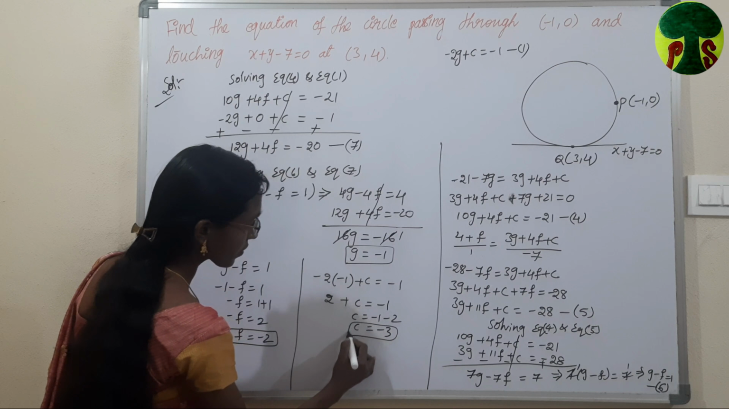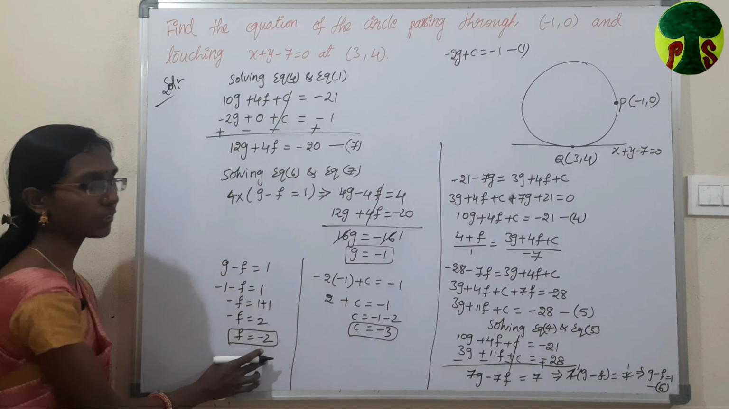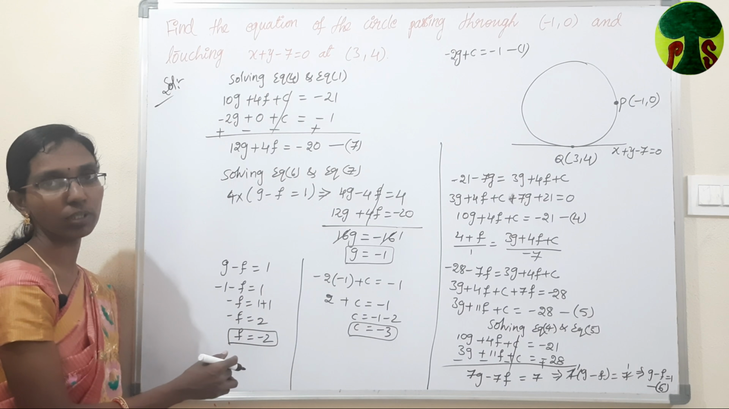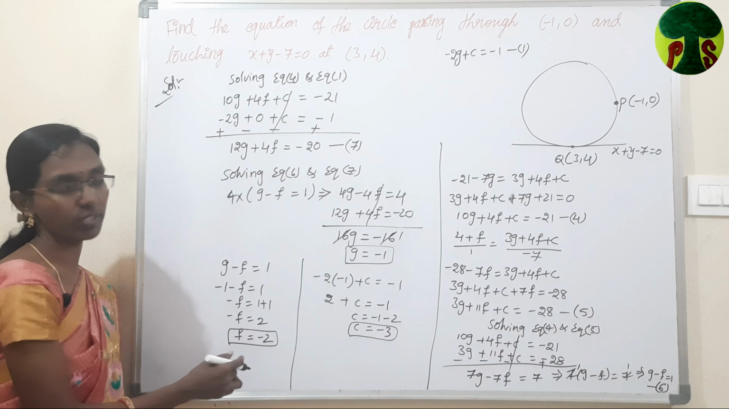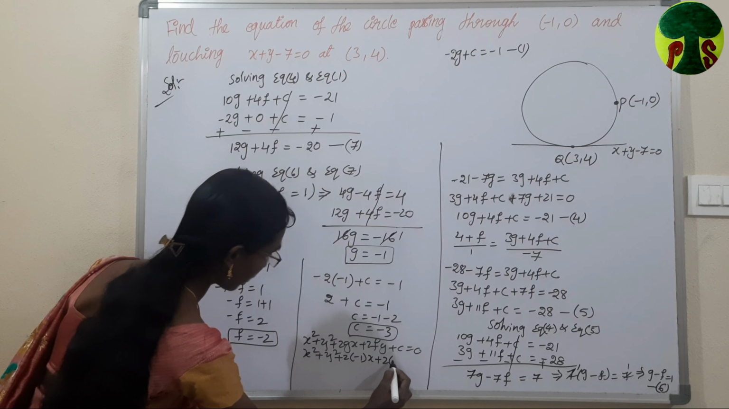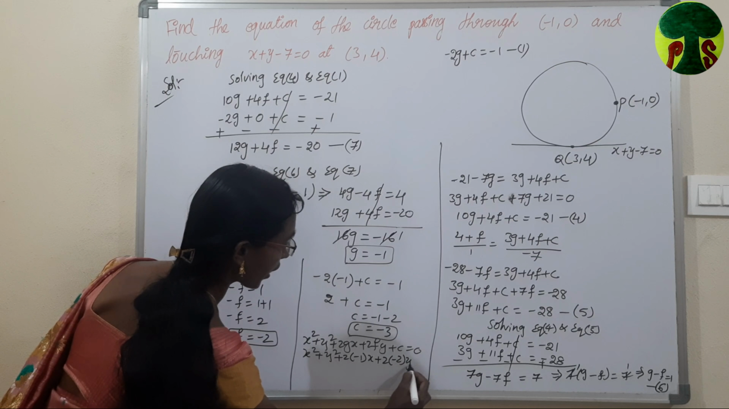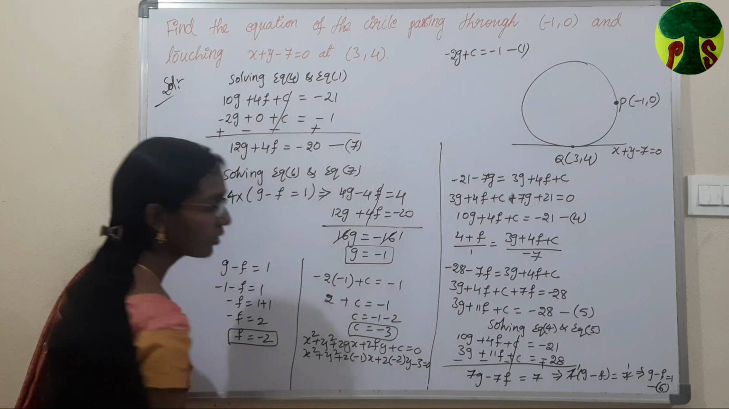Now we know the value of c, the value of g, and the value of f. We just need to substitute these three values in the equation of the circle. So x square plus y square plus 2gx plus 2fy plus c is equal to 0 is the equation of the circle. Substituting the values: x square plus y square plus 2 into the value of g, which is minus 1, into x, plus 2 into the value of f, which is minus 2, into y, minus 3 is equal to 0.